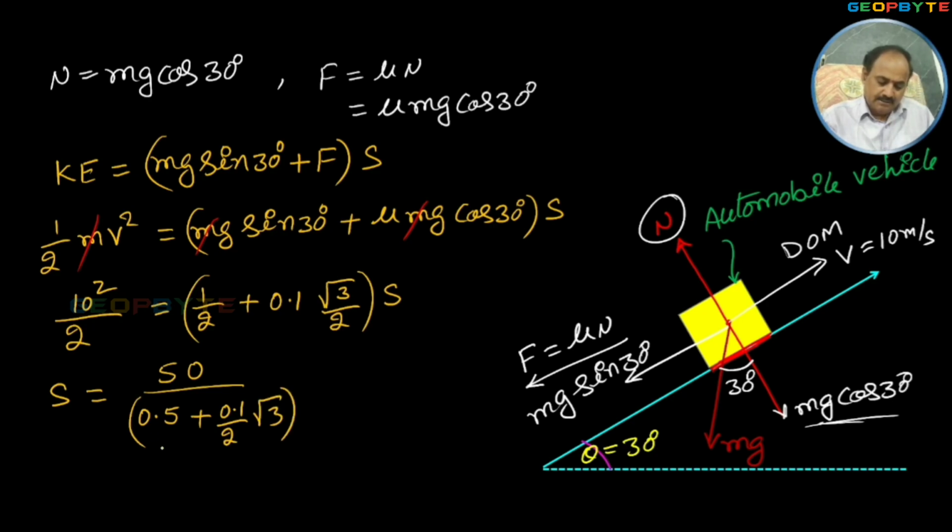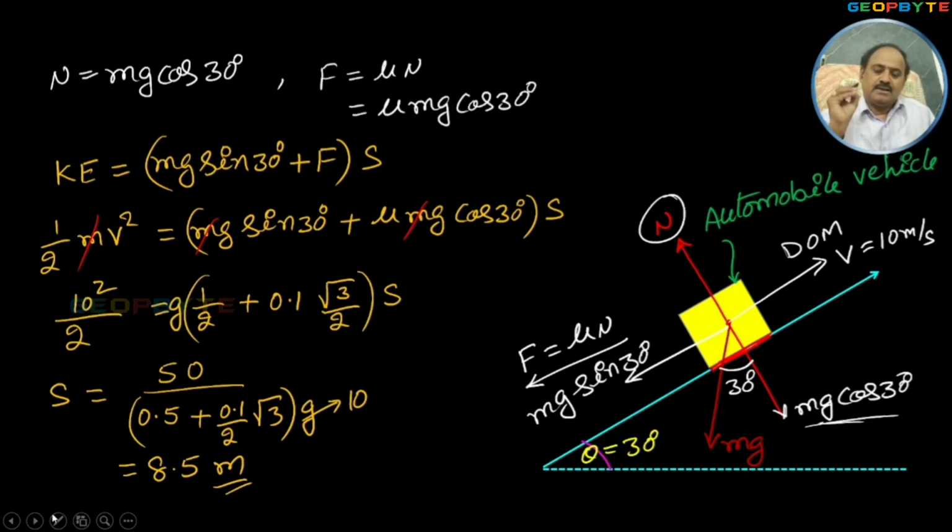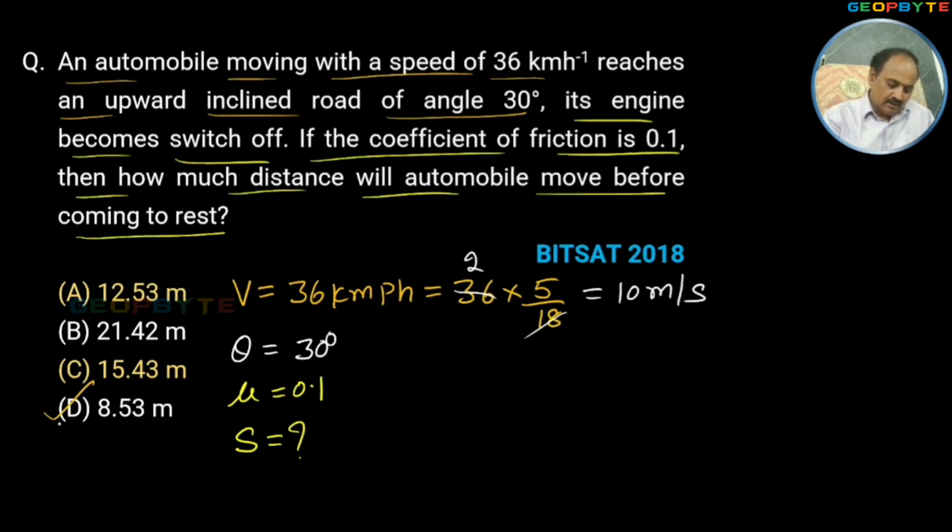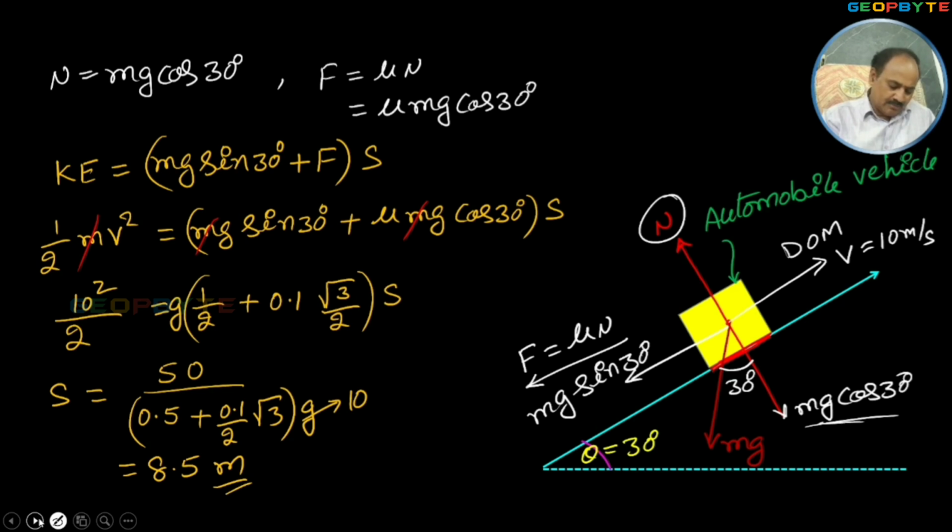Here g can be written outside, and that g you can take as 10 meter per second square. Now simplify it to get around 8.5 meters. Simplify that value by taking g equal to 10 meter per second square. That is the answer. That means after the engine is switched off, the vehicle can travel a distance of 8.5 meters. Look at the options. Option D is absolutely correct. Understood clearly? Yes.